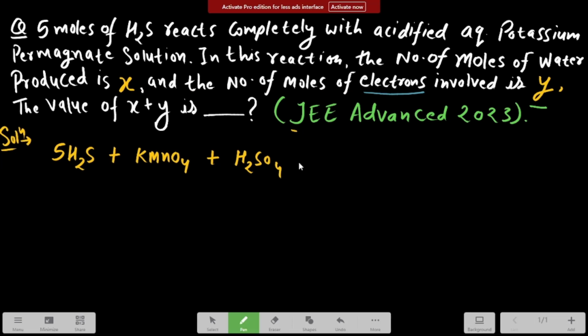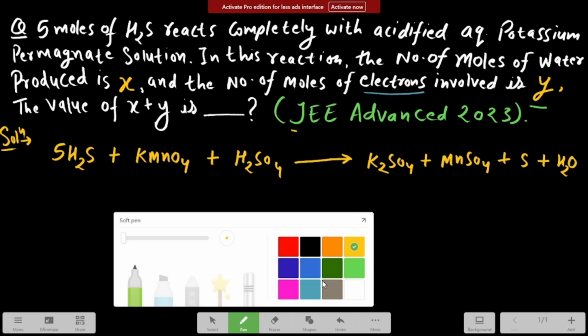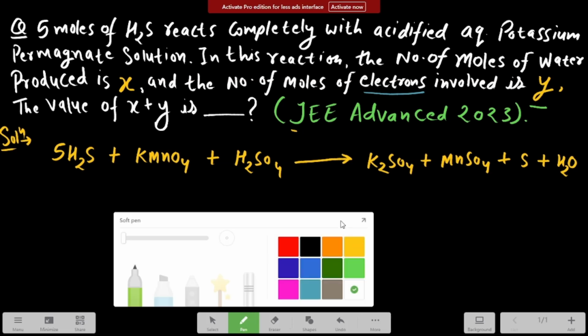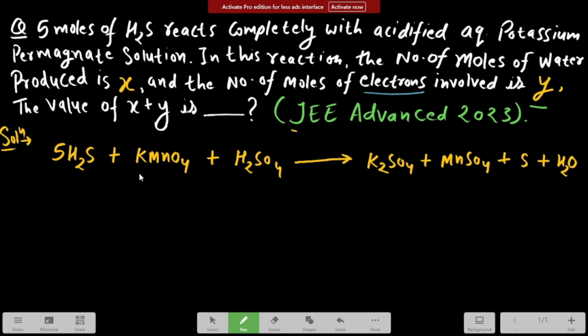So we will get the product. The product will be K2SO4 plus MnSO4 plus sulfur in elemental form and water. So this is your chemical equation. Now we need to balance this equation, and we will balance it by hit and trial method. So let's balance the equation.